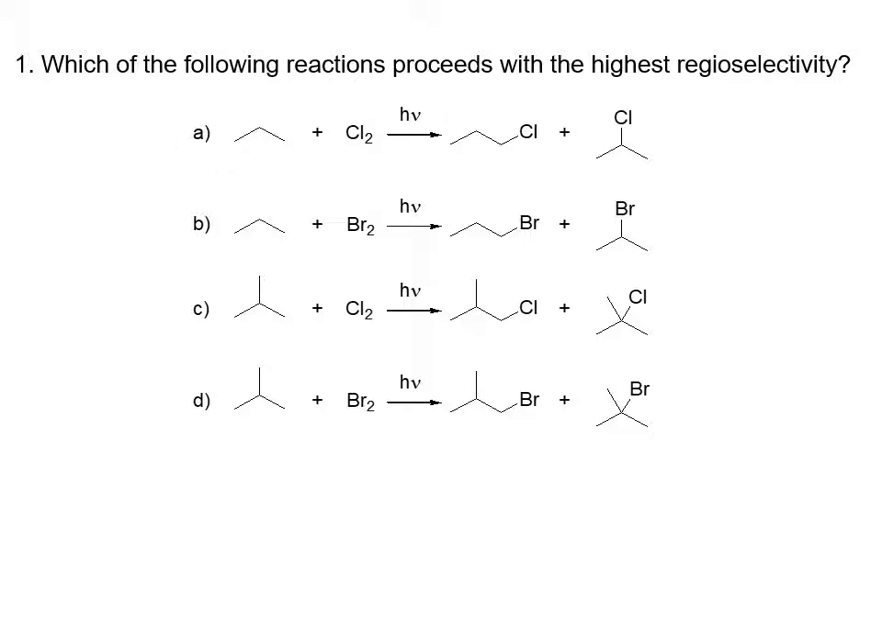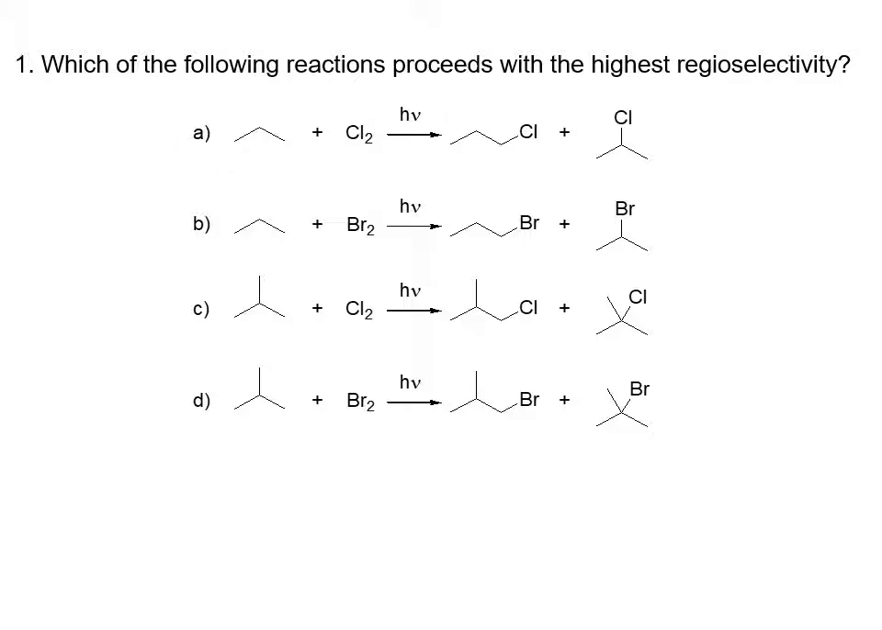We have propane as the starting alkane in answers A and B, and isobutane in answers C and D. In propane, halogenation is that of primary versus secondary carbon atom. We know that the secondary carbon atom is much more reactive towards free radical halogenation, and that means that the secondary product, 2-bromo or 2-chloropropane, will be obtained predominantly.